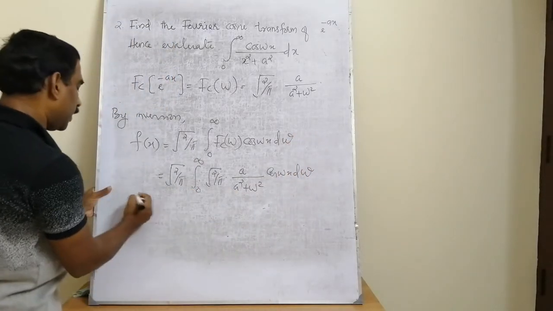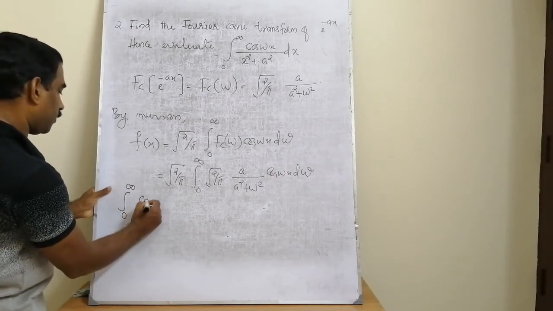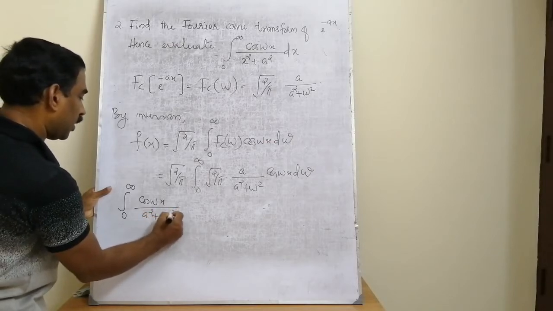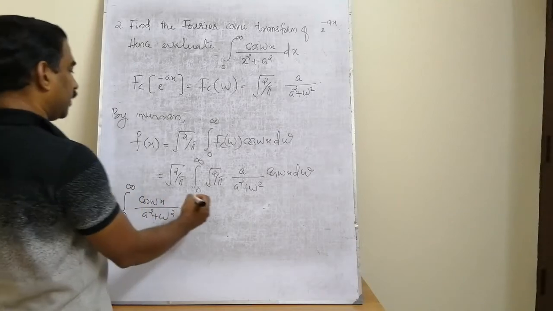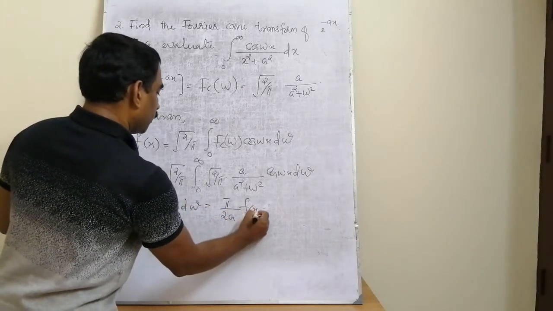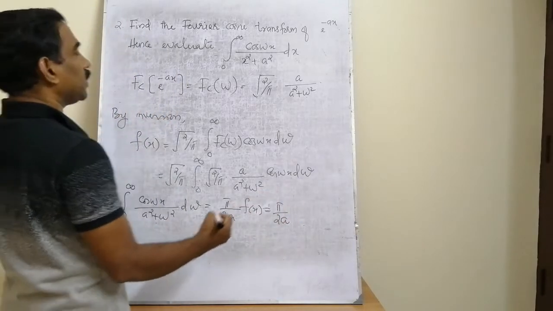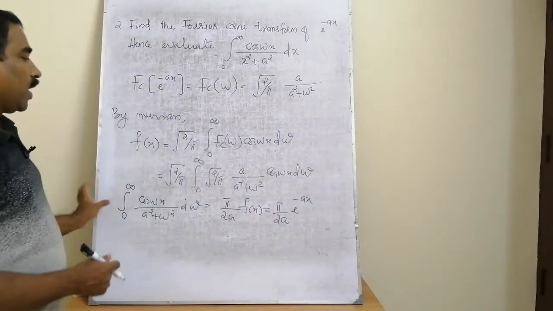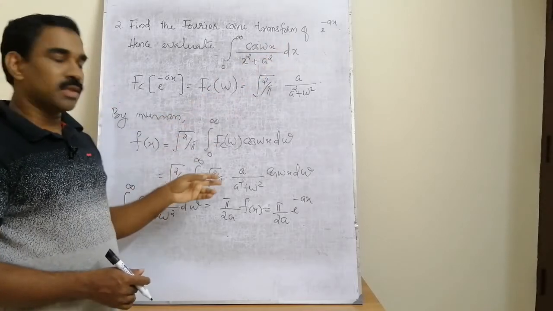You can rewrite this integral as integral 0 to infinity cos omega x divided by (a square plus omega square) d omega is equal to, after cross multiplication, pi by 2a f(x), that is equal to pi by 2a into f(x), which is e raised to minus ax. This integral representation is valid for all values of x because this function e raised to minus ax is continuous.